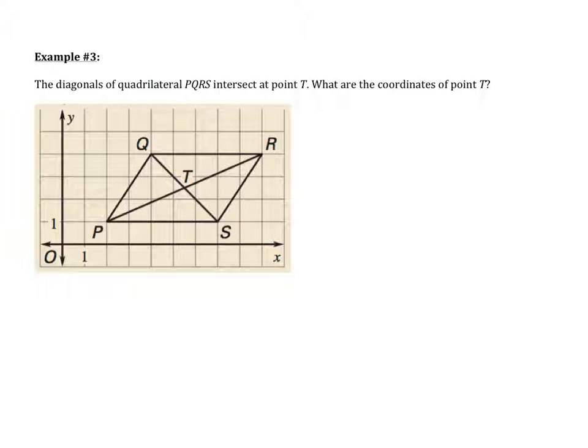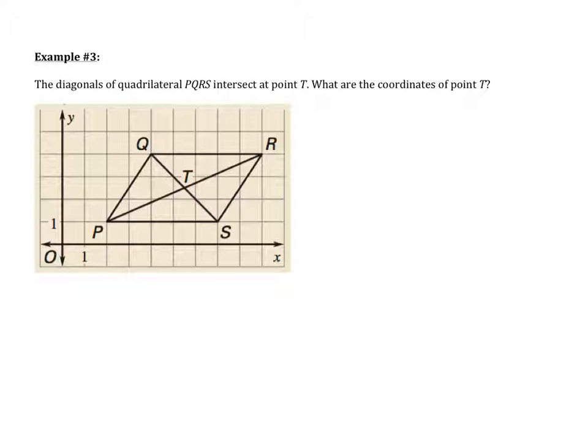And now on to example number 3. The diagonals of quadrilateral PQRS intersect at point T. What are the coordinates of point T? So the first thing that we need to realize is that PQRS is a parallelogram because QR would be parallel to PS since they both have a slope of 0. Horizontal lines have slopes of 0. PQ would be parallel to SR because they both have a slope of 3/2. Notice I go up 1, 2, 3, and over 2. From here I go up 1, 2, 3, and over 2. So now I have 2 pairs of opposite sides that are parallel, making, again, PQRS a parallelogram.